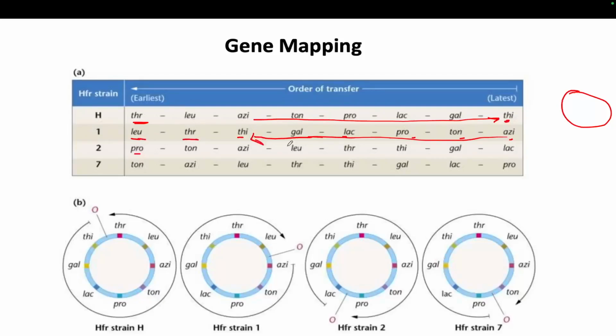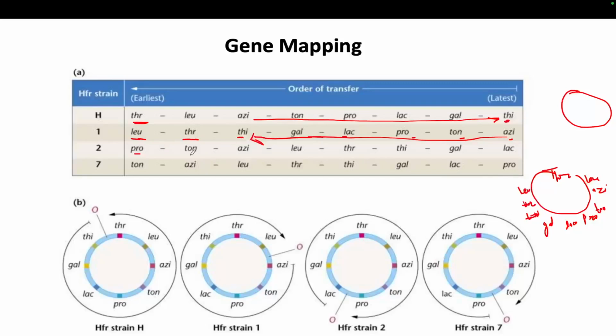Threonine and leucine. So the sequence will be: firstly threonine, then, since it is circular, leucine, then azi gene, then ton gene, then proline gene, then lac gene, then gal gene, then thi gene, and after thi gene there is threonine, and then leucine.